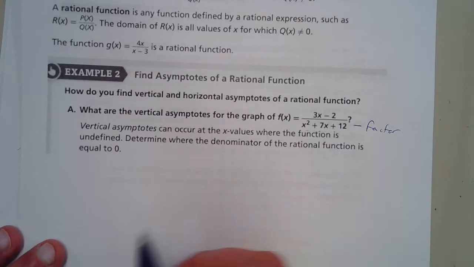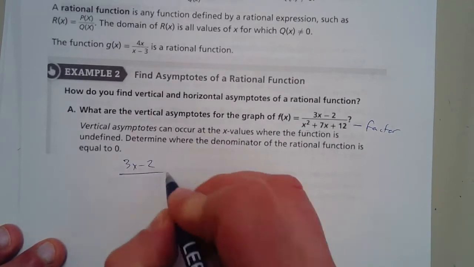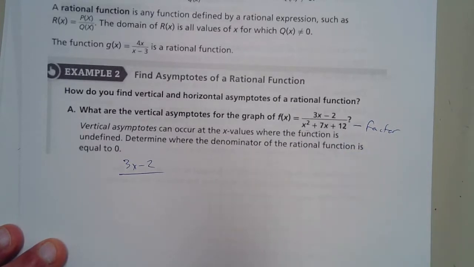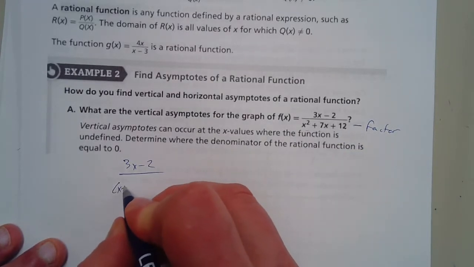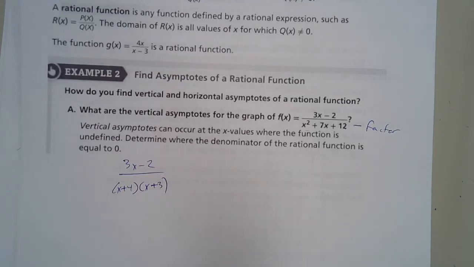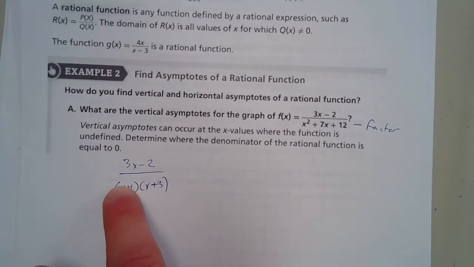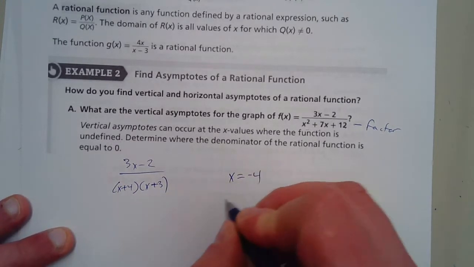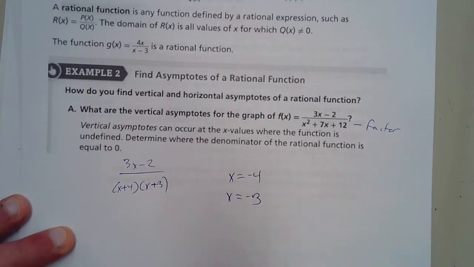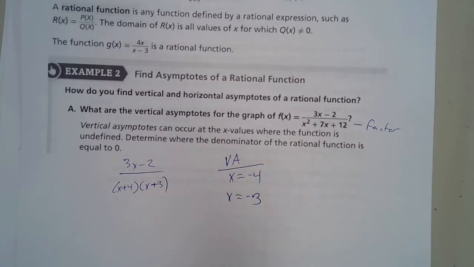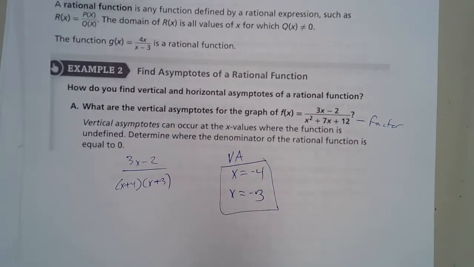If I take this function and factor it, I don't have to do anything to the numerator, it's fine as it is. But if I factor this denominator, factors of 12 that add to 7 would be 4 and 3. So I can factor it into x plus 4 and x plus 3. Now I can look at that and say there are some numbers x can't be, because if x is -4, I get a 0 here, and if x is -3, I get a 0 here. Those zeros are exactly where the asymptotes are going to be. So when this question asks where the vertical asymptotes are, which I always abbreviate VA, there are two of them.